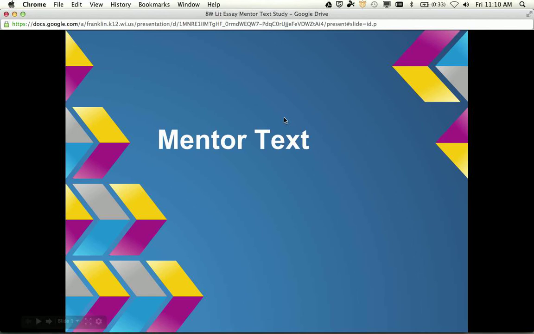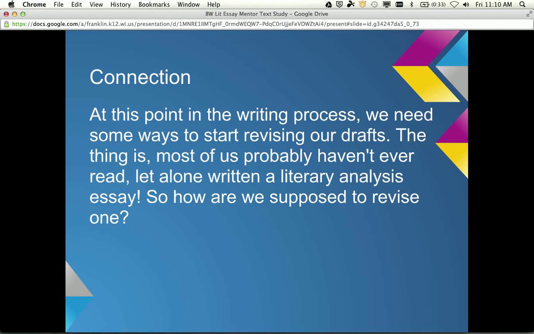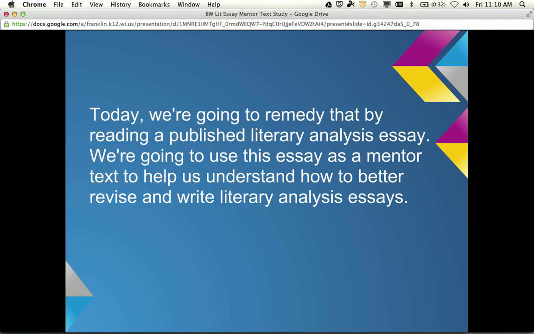Hi, today we're going to be studying a mentor text. At this point in the writing process, we need some ways to start revising our drafts. The thing is, most of us probably haven't ever read, let alone written, a literary analysis essay. So how are we supposed to revise one? Today we're going to remedy that by reading a published literary analysis essay.